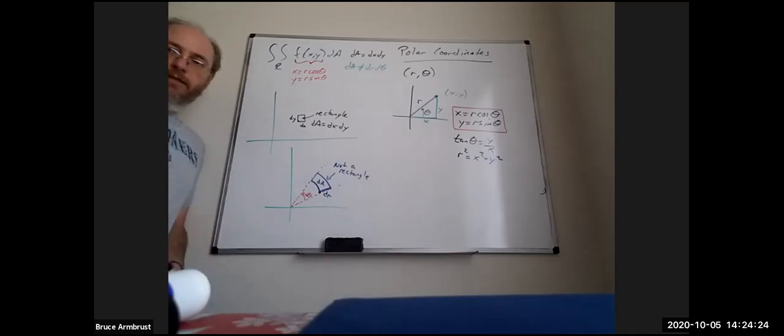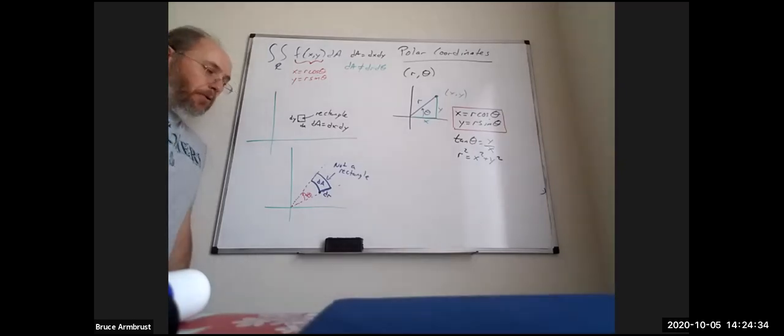Uh-oh. Okay, so it's not a rectangle. That's why we can't just do dr times d theta. It doesn't work that way when we're in polar. However, we can figure out what it is. So that's what we're going to do here real quick.